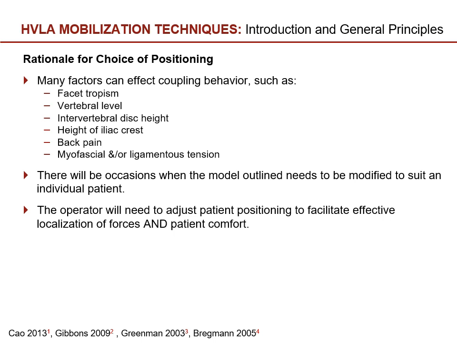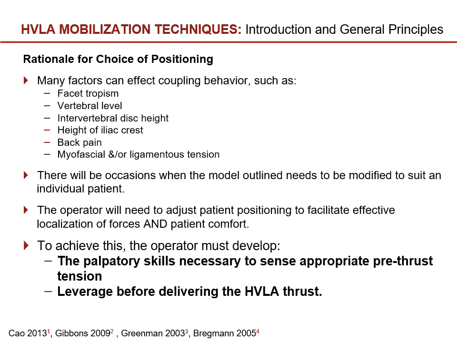However, within clinical practice, there may be some alternatives and additional levers that need to be applied. And as you become more comfortable with the said techniques, you'll start to recognize these scenarios and what additional levers need to be applied in order to be successful with the minimal leveraging barrier positioning. The operator will need to adjust the patient position to facilitate effective localization of forces and patient comfort. To achieve this, the operator must develop the palpatory skills necessary to sense the appropriate pre-thrust tensioning and the leveraging before delivering the high velocity, low amplitude thrust.